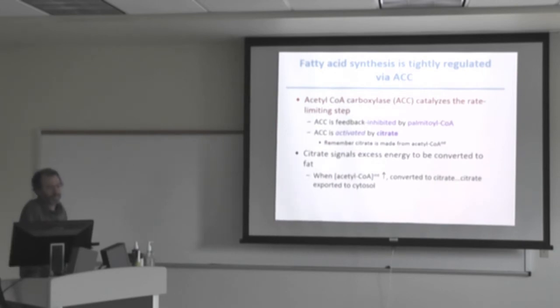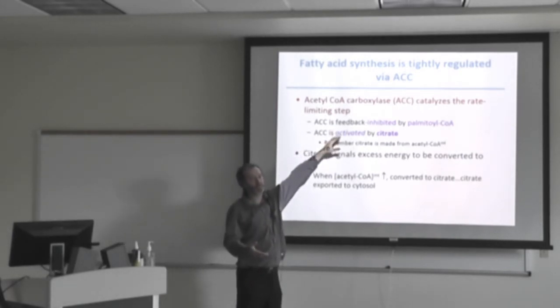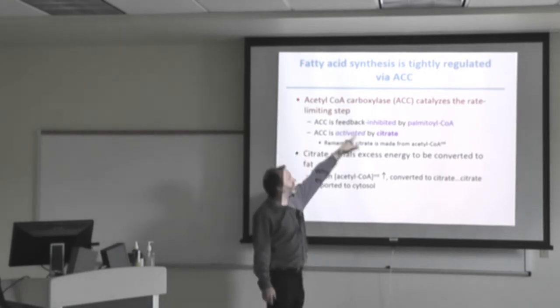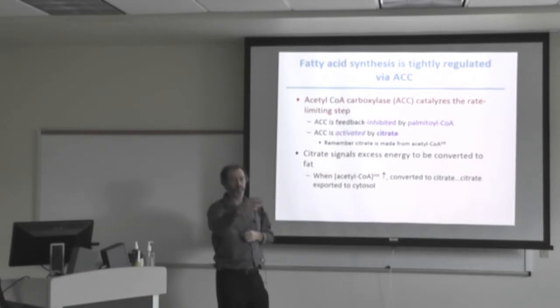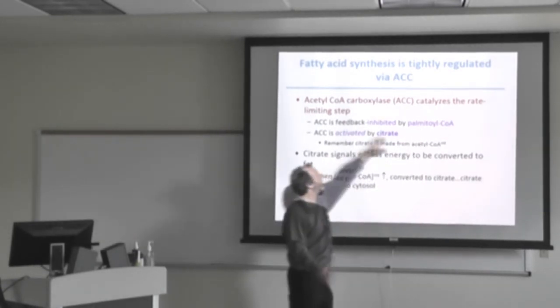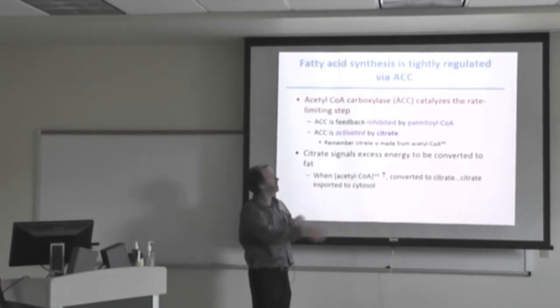So fatty acid synthesis is tightly regulated via acetyl-CoA carboxylase. This is the regulated step, because this is the entry step for acetyl-CoA to enter into fatty acid synthesis. Acetyl-CoA carboxylase is feedback inhibited by palmitate-CoA, the ultimate product that you're making with the fatty acid synthase. When you increase the levels of this, it'll inhibit acetyl-CoA from entering that pathway, right?